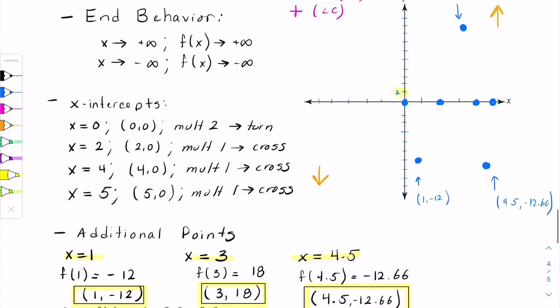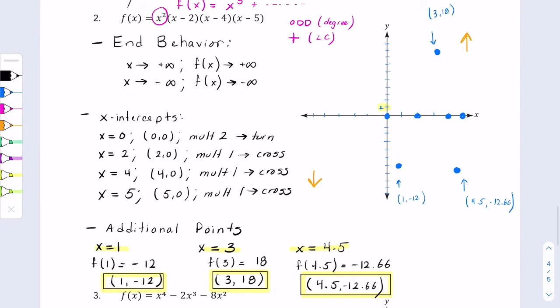All right, the last step is to find the y-intercept. And the y-intercept is when you substitute x equals 0 into the original equation. When you do this for this example, your output is also 0, so your y-intercept is at 0, 0. And now we need to graph.